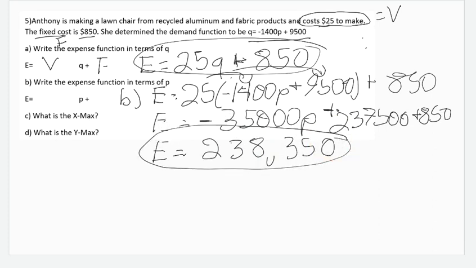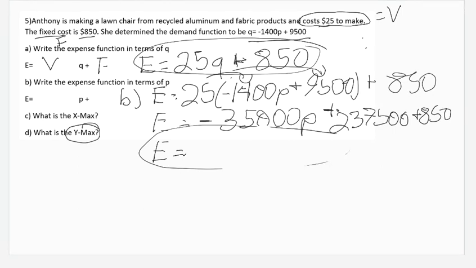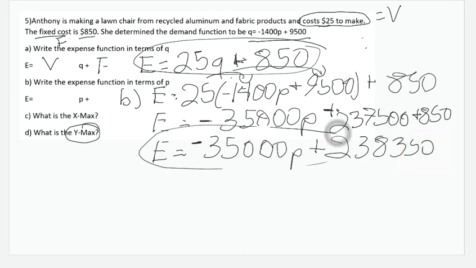Okay, so this one it says what is the, so I'm actually going to go to D first. So the Y max, everybody, is the Y part of the equation. Apologize, let me go back to this part because that's just asking us to write the equation. It would help if I actually wrote it correctly. So the negative 35,000 P plus 238,350. Okay, so now we got the equation.